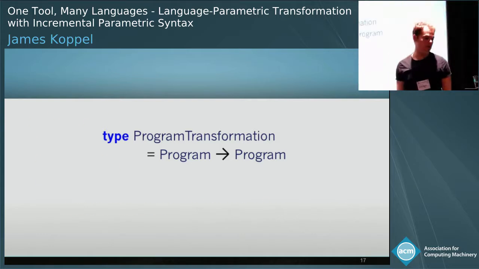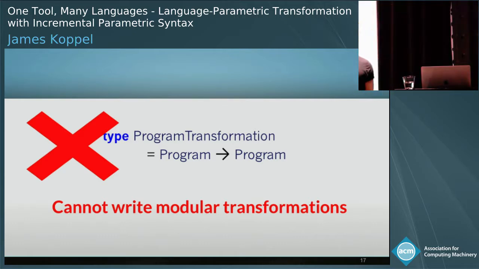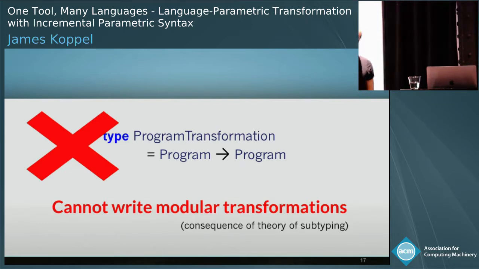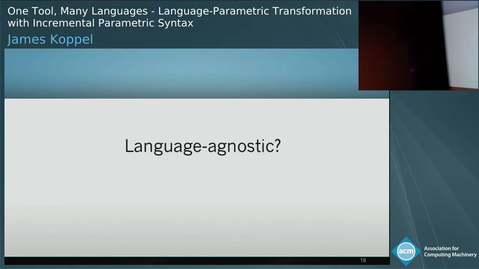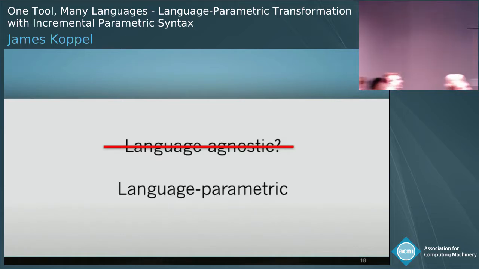And in fact, if you do any kind of IR approach where you write a program transformation as a transformation from a type to itself, then you've already lost. You cannot write modular code across languages this way. And in fact, this follows from the theory of subtyping. So the language agnostic approach is out. Let's go language-parametric.